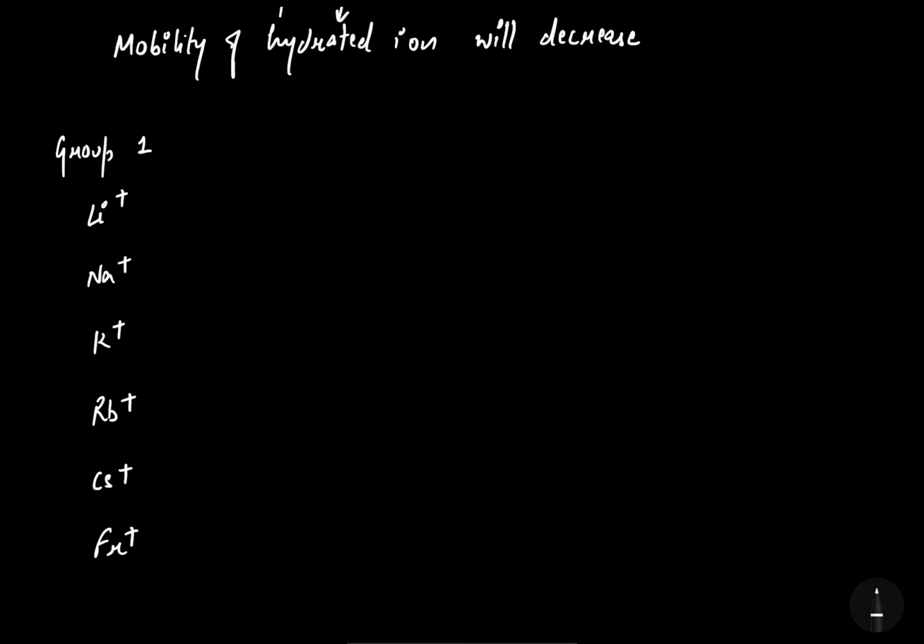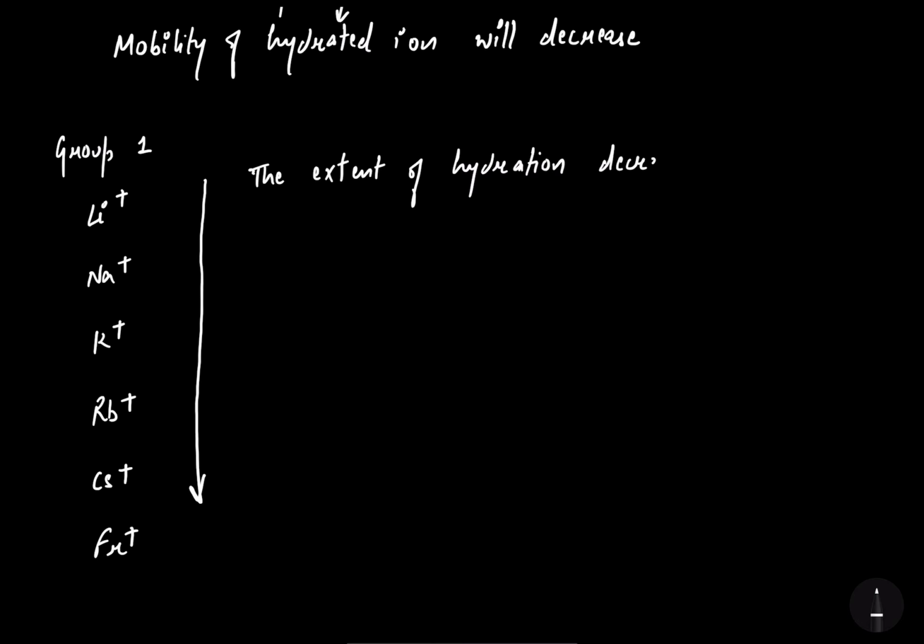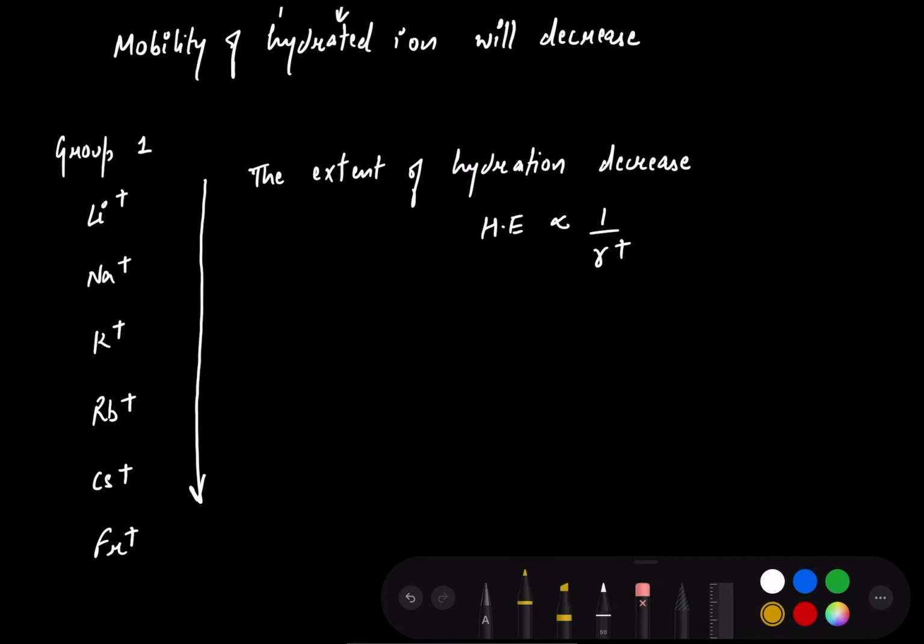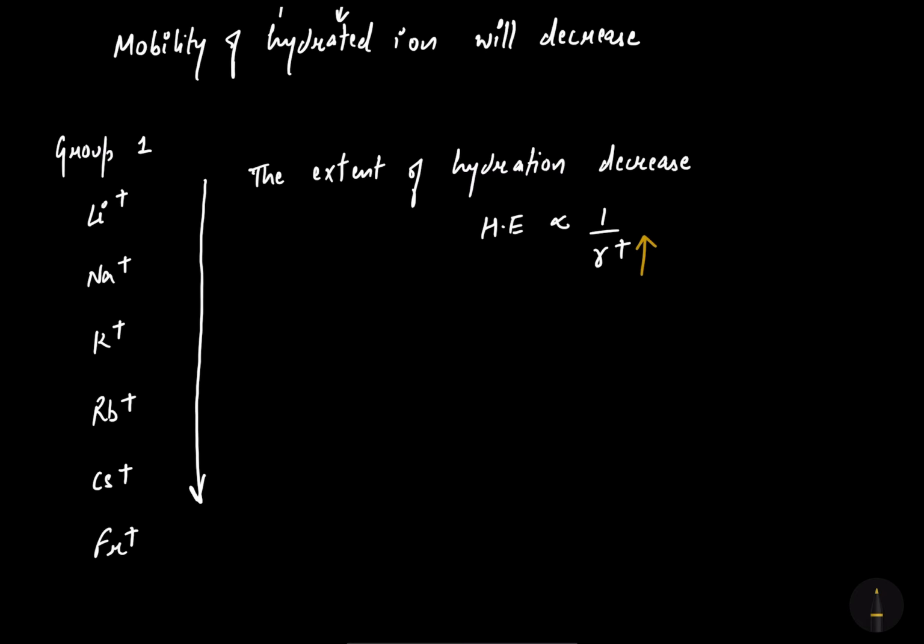Now in the previous lecture, what have we read? We have read that down the group the extent of hydration decreases. Why so? Because down the group, the charge density of any ion decreases due to the increase in radius, and the hydration energy is inversely proportional to the radius of a particular ion. Now, when we are moving down the group, the radius of the cation increases, due to which the magnitude of hydration energy decreases, which signifies that down the group the extent of hydration decreases.